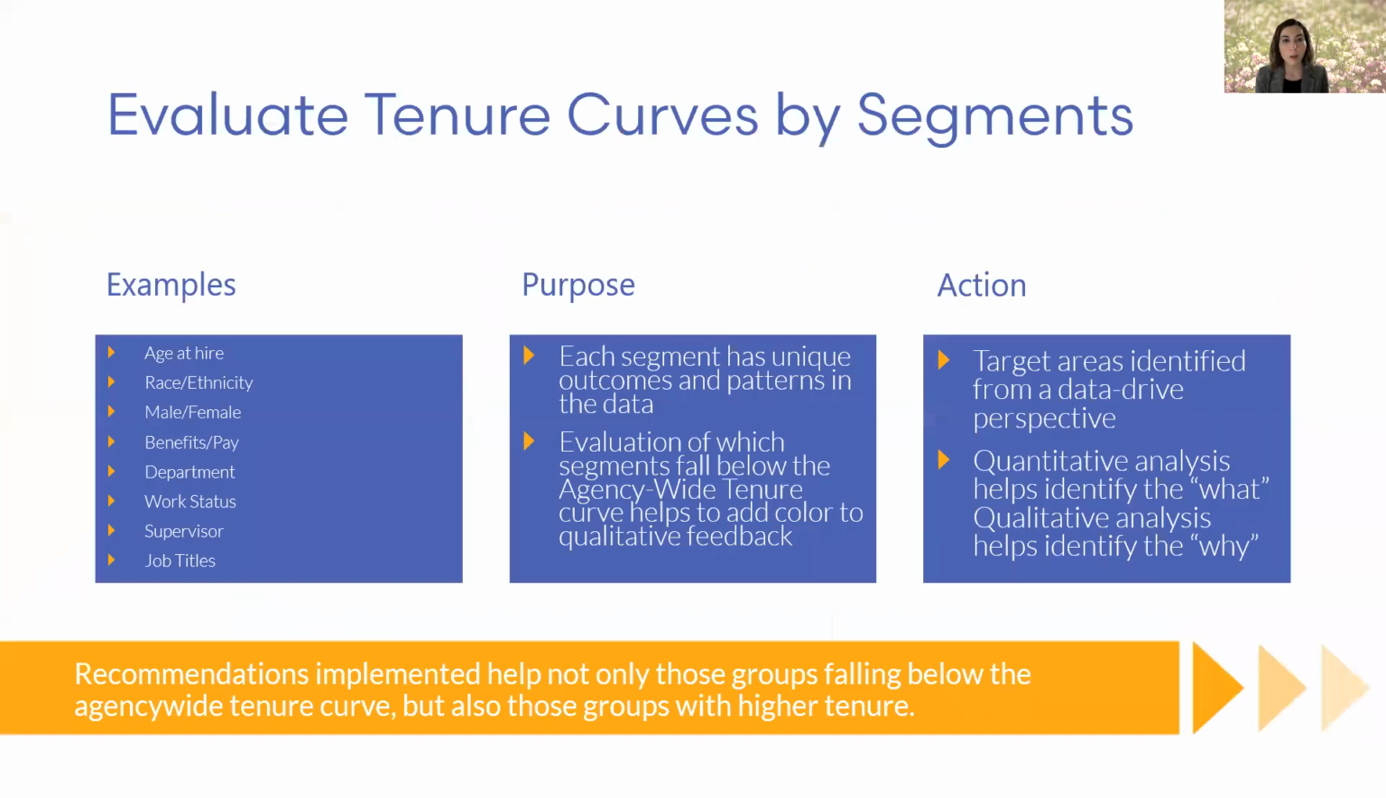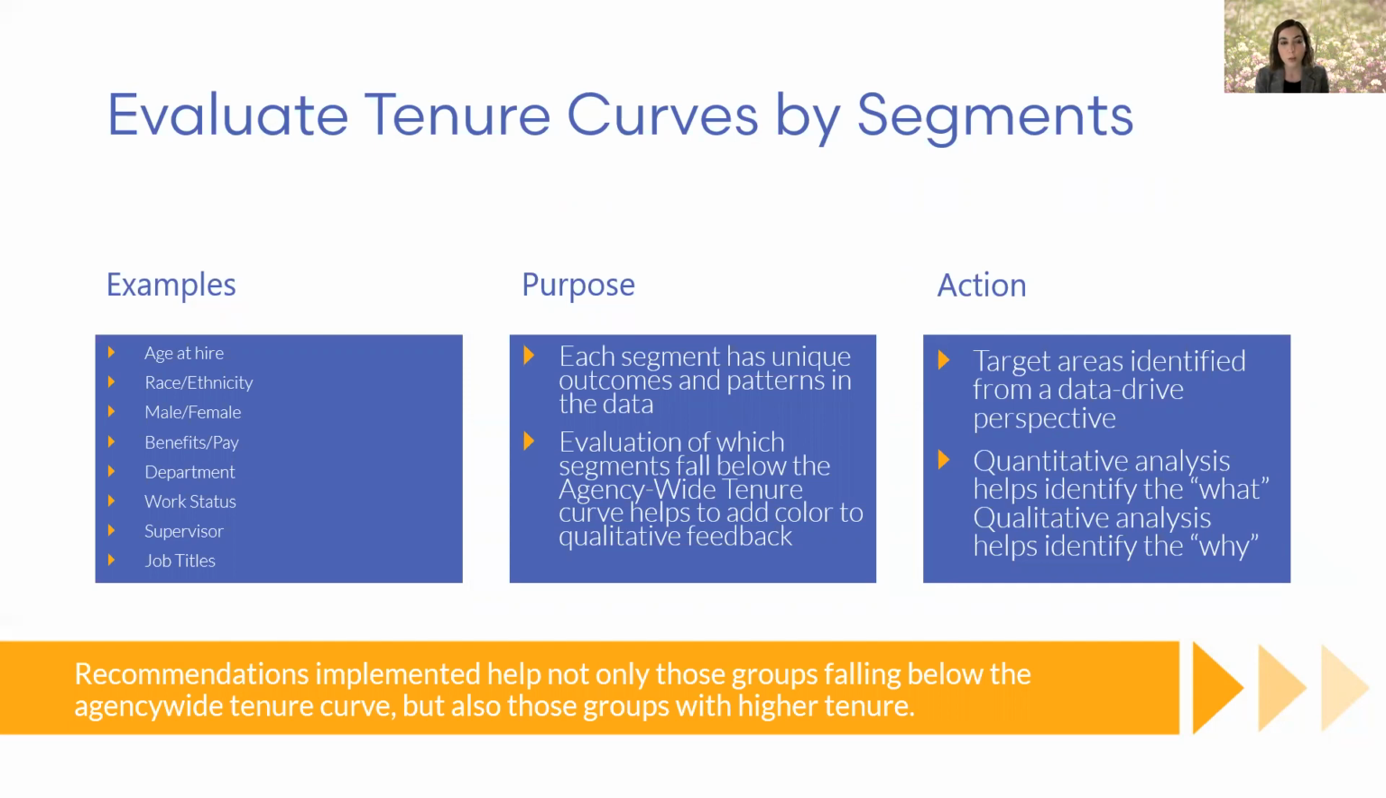So when we evaluate the tenure curves by segments, we break it up based on those different attributes that your employees may have, whether it be age at hire, which department, work status, whatever those different attributes are, again, that you're tracking consistently in your HR system. The purpose of this is to really understand what is unique about the different segments within your employee groups. From there, you can also evaluate which segments are falling below the agency-wide tenure curve.